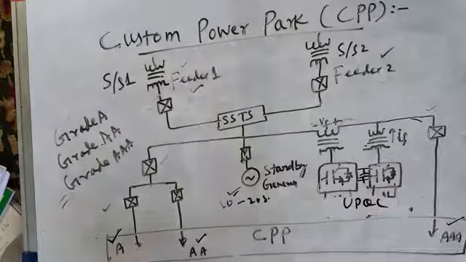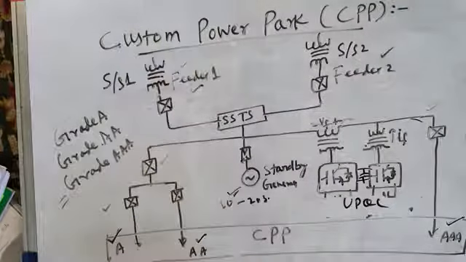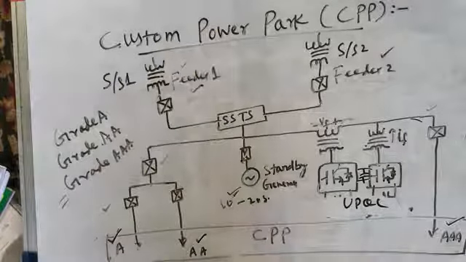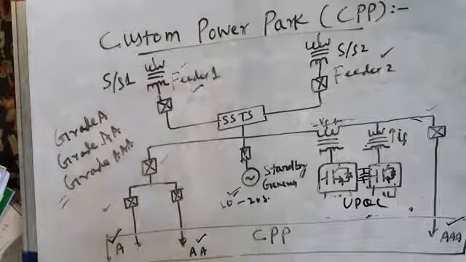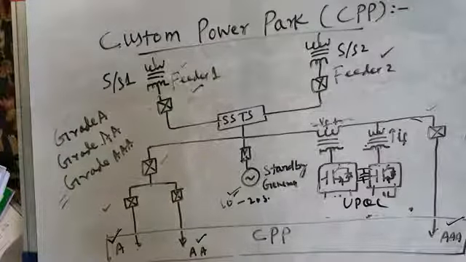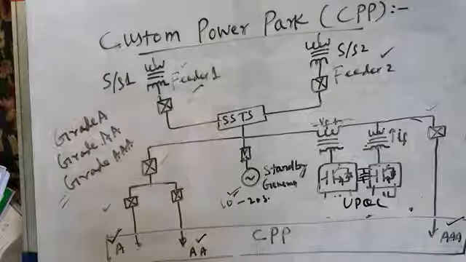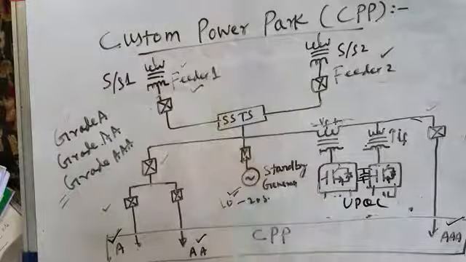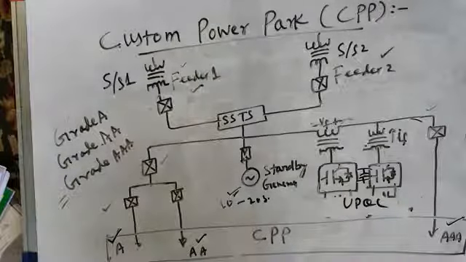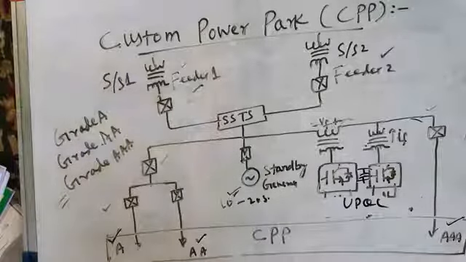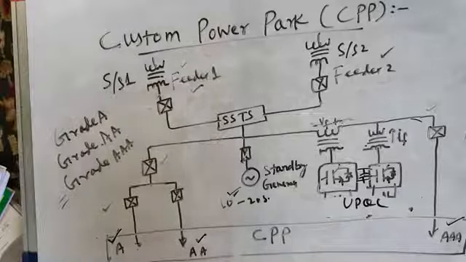Okay. And finally, I told you that DSTATCOM, which is a shunt connected custom power device, takes care of current related power quality problems. It compensates the load. And DVR, which is a series connected custom power device, compensates for voltage related power quality problems. And UPQC, which is a combination of the two, takes care of both voltage related as well as current related power quality problems. And finally, I gave you an idea about custom power park.